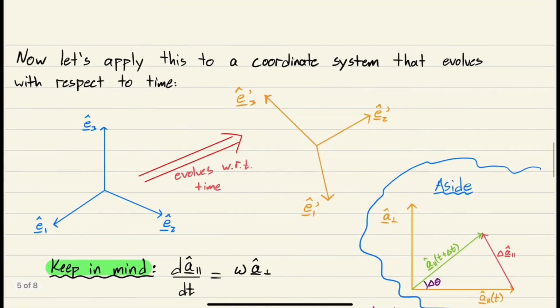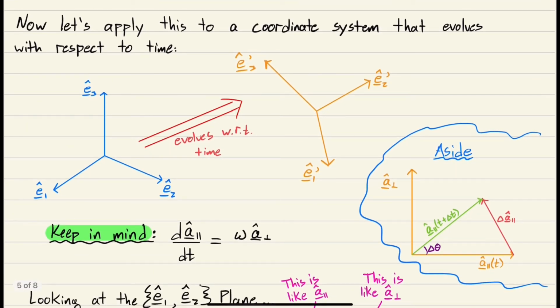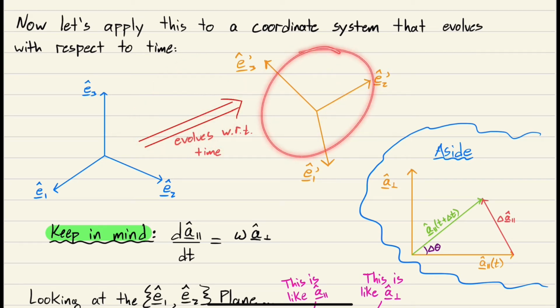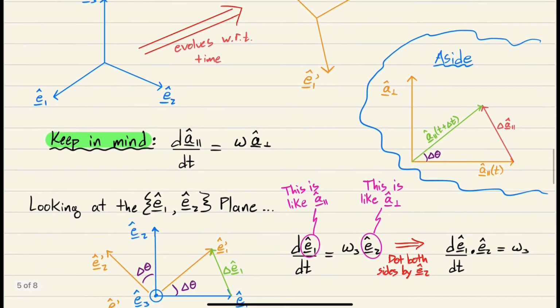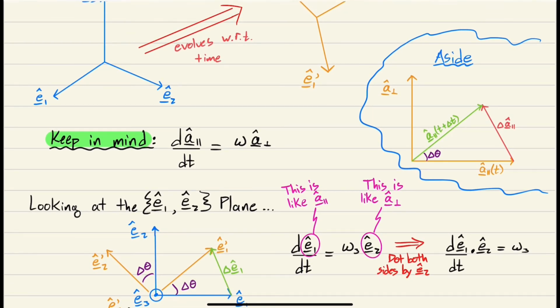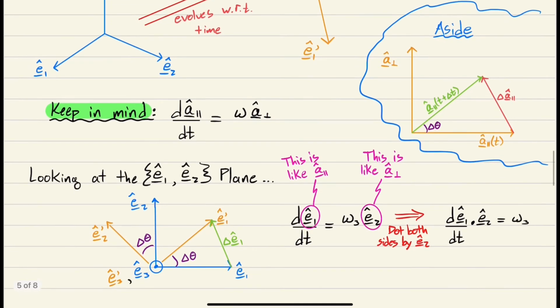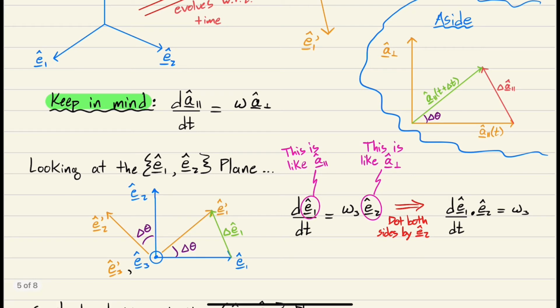Let's keep applying this. Now let's apply this to a coordinate system that evolves with respect to time. Say we start with this blue basis, and over time it's rotating, and then we end up with this orange basis. Keep in mind this property we defined. It's the exact same thing we did before. This is the picture we're familiar with. Now we're just applying it to a rotation about the 3 axis.